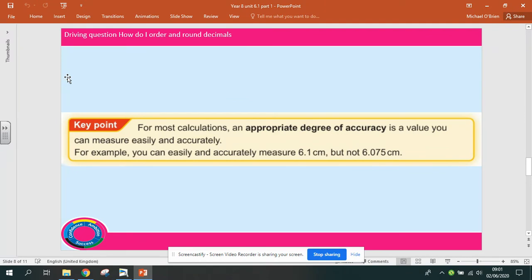For most calculations, an appropriate degree of accuracy is a value you can measure easily and accurately. For example, you can easily and accurately measure 6.1 centimeters, but not 6.075 centimeters. Okay, what I would like you to do is actually write that down, because I think that's a really important fact. You must understand what they mean by an appropriate degree of accuracy. So pause the lesson and restart when you've finished.